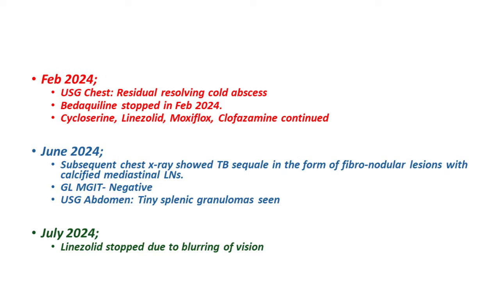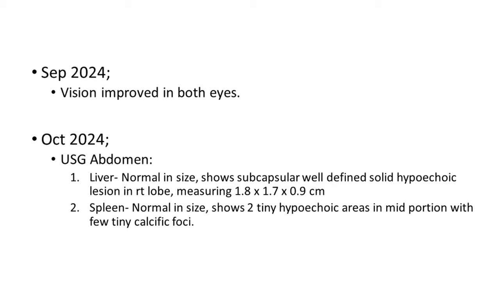Now, in subsequent follow-ups, his chest X-ray was showing improvement, GLMJ became negative, and USG abdomen just showed splenic granulomas. However, in July, he started complaining of blurring of vision. Linezolid was stopped and never re-challenged. After stopping in September, the vision improved.